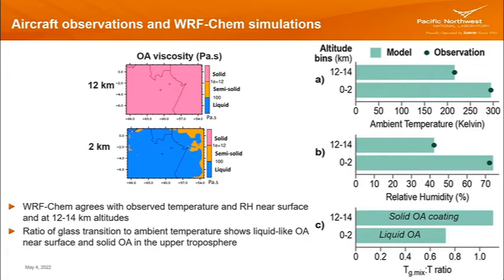And here WRF-Chem was doing pretty well. And then also the ratio of glass transition temperature to ambient temperature, if it is less than 0.8, it is liquid-like organic aerosol. If it's 1 or greater than 1, it is solid. So in the bottommost panel, the C panel, you are seeing that near the surface, 0 to 2 kilometers, you get liquid organic aerosol. In the upper troposphere, you get solid.